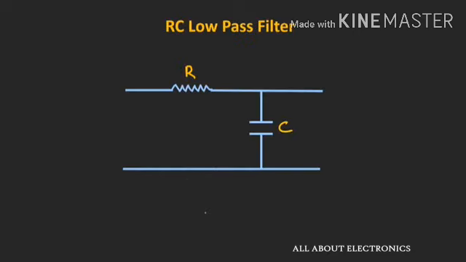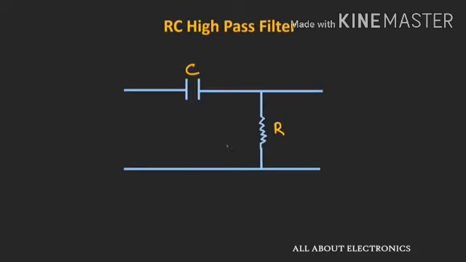Now in the last video we had seen that by connecting a resistor and a capacitor in this fashion we can design the low pass filter. Just by interchanging the positions of the capacitor and the resistor, we can convert this low pass filter into the high pass filter. In this high pass filter we are applying an input signal at this end and we are taking the output across this resistor. So now let us understand how this circuit acts as a high pass filter.